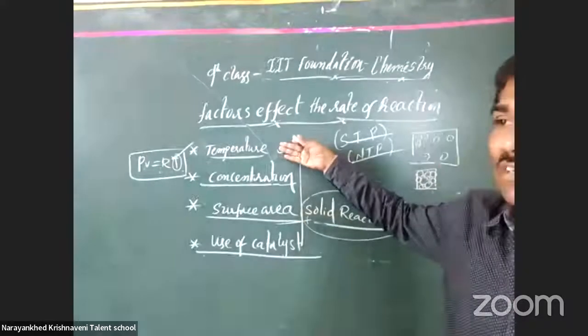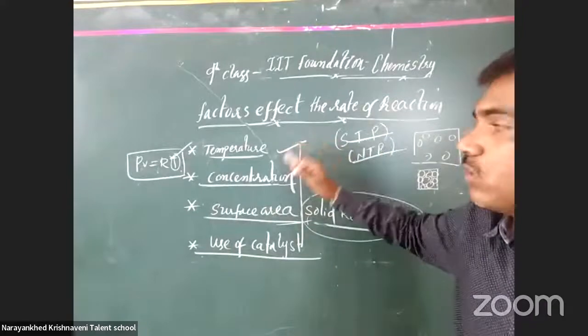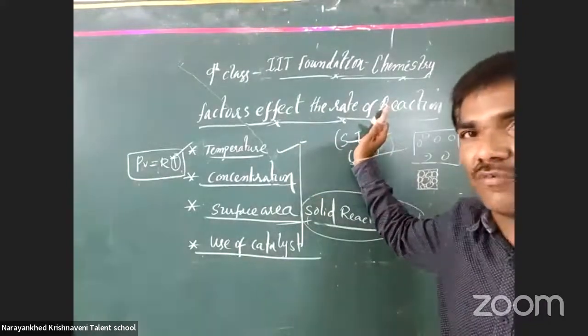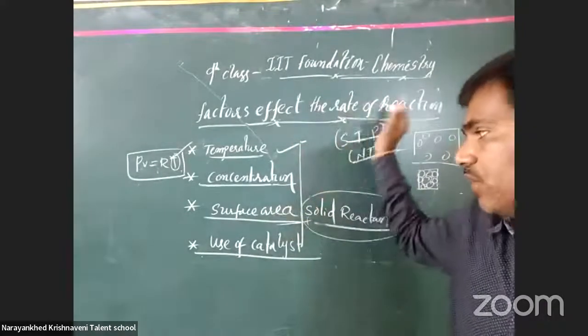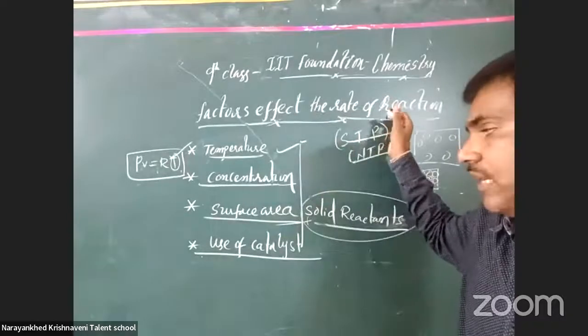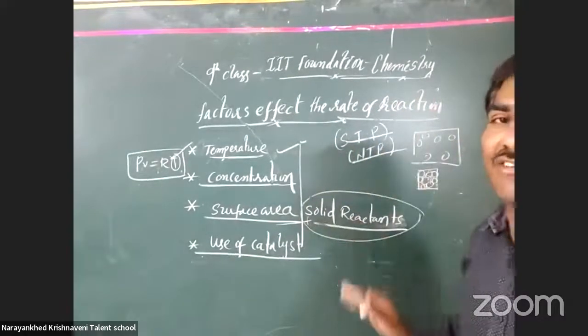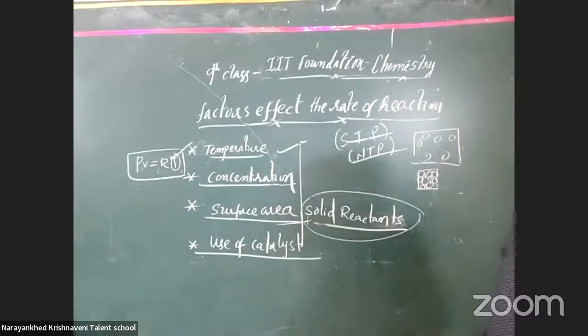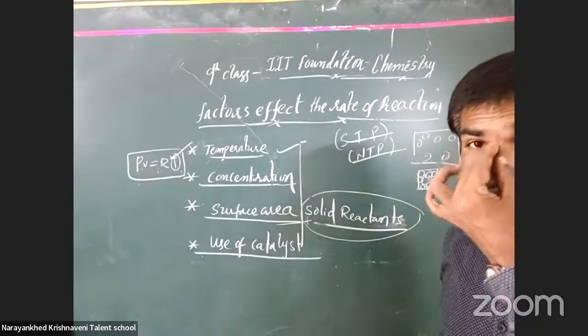How the temperature is varied, the rate of reaction. How the concentration is varied, our rate of reaction. And how the surface area is varied, our rate of reaction. And the use of a catalyst. Okay, clear or not? I hope you got it.